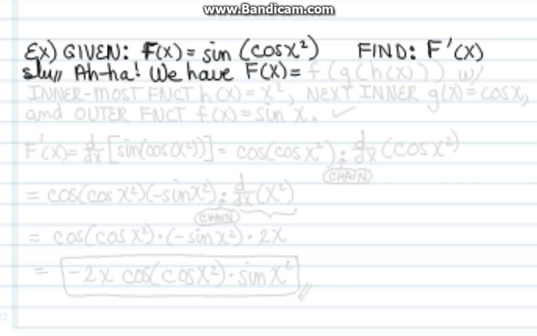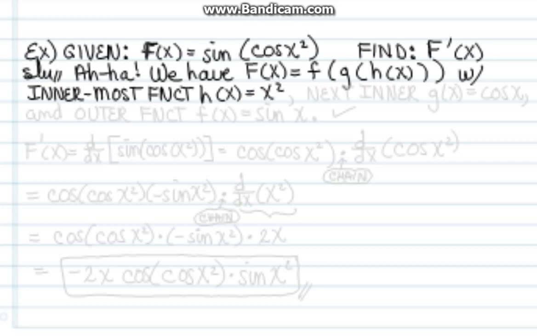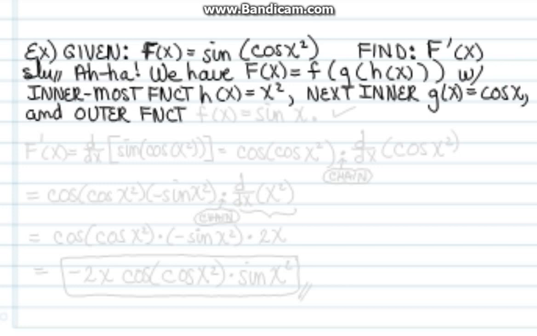We go, aha, we have capital F of x equals f of g of h of x, where the innermost nested function here is h of x, which in this case is equal to x squared. The next inner function, working outward, is g of x, which is equal to the cosine of x, and the outermost function is little f of x, which is equal to sine of x. So we're going to apply the chain rule a couple of times here.